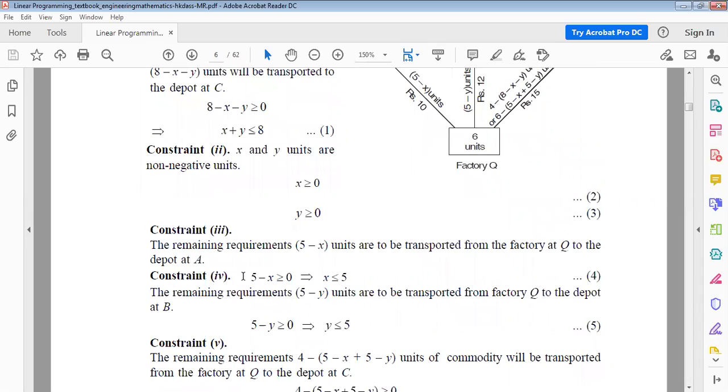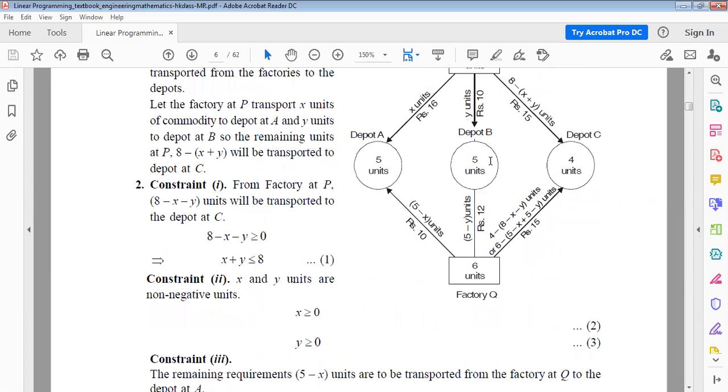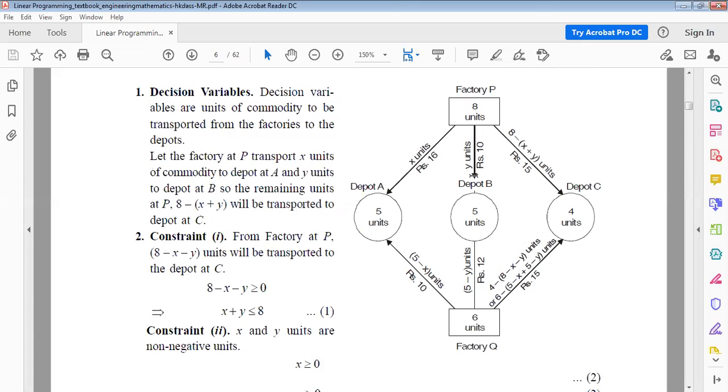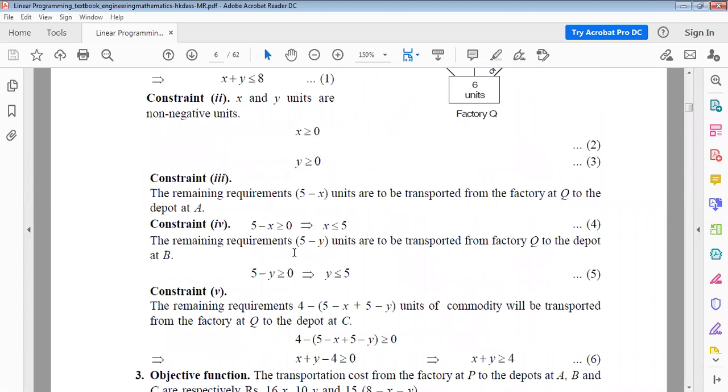So the constraint 4 can be written as: 5 minus X must be non-negative, so X is less than or equal to 5. Then the remaining requirement is 5 minus Y. That means the requirement is 5 units, and Y comes from factory P. So the rest will be 5 minus Y, transported from Q to depot B, and this 5 minus Y must be non-negative. So Y is less than or equal to 5.